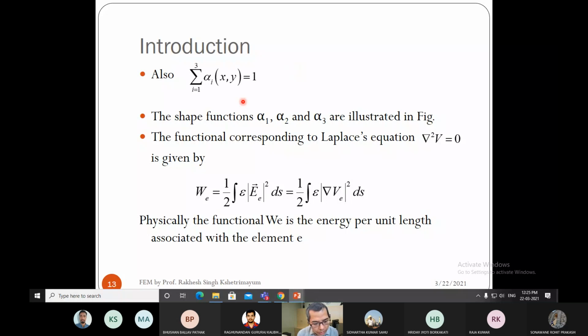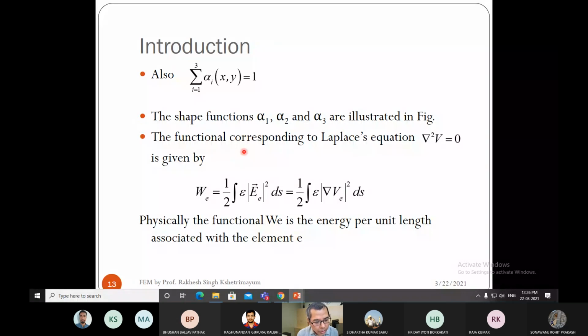There is something called a functional, and I'll define all these terms later on. We'll just try to see what the steps of the finite element method are at the beginning. Then later on, I'll define all these terms. What do you mean by functional? All this, I will do it. I will spend time on this. But let us try to understand the basic steps of the finite element method first.